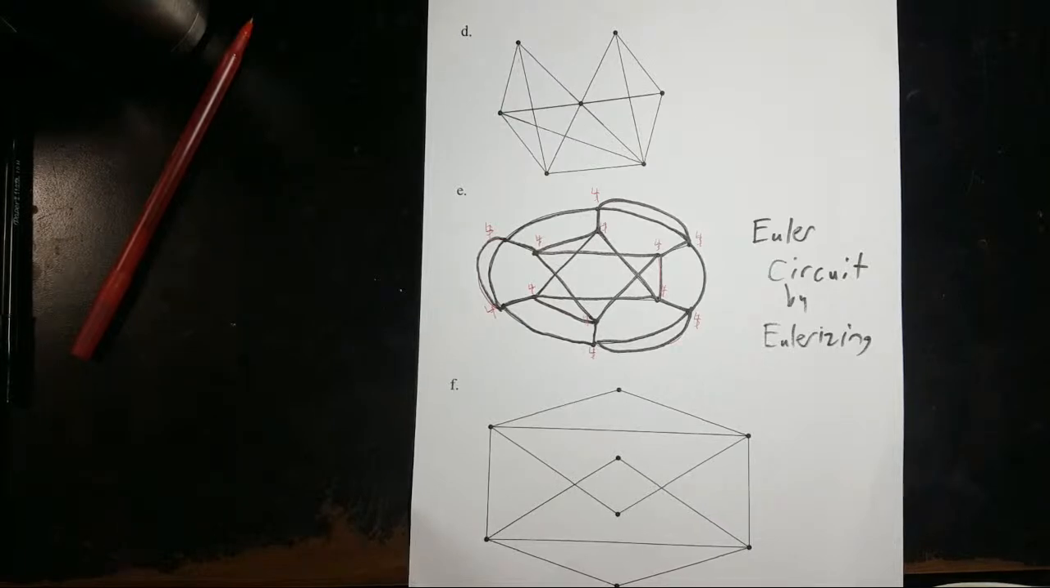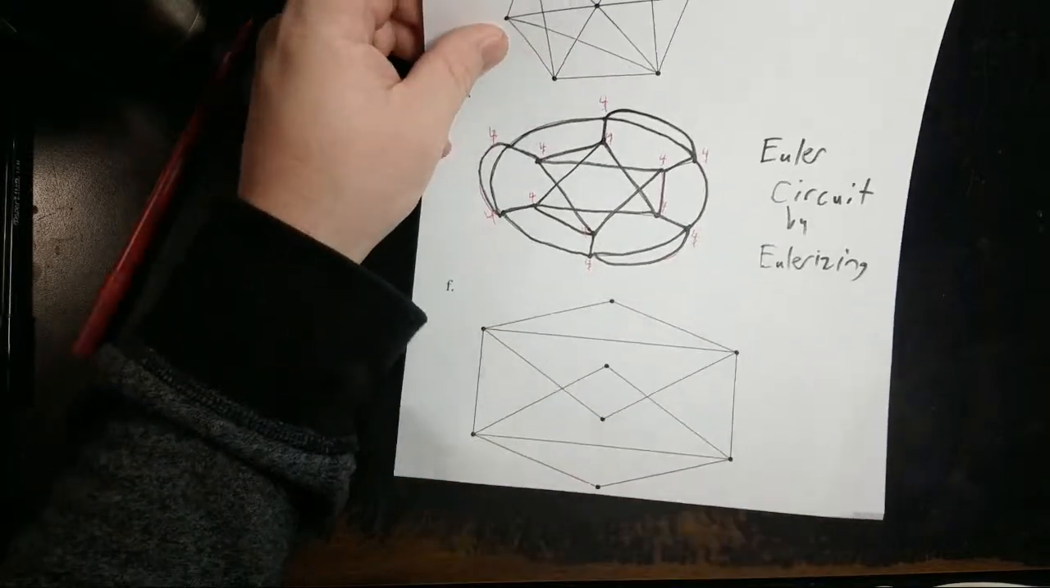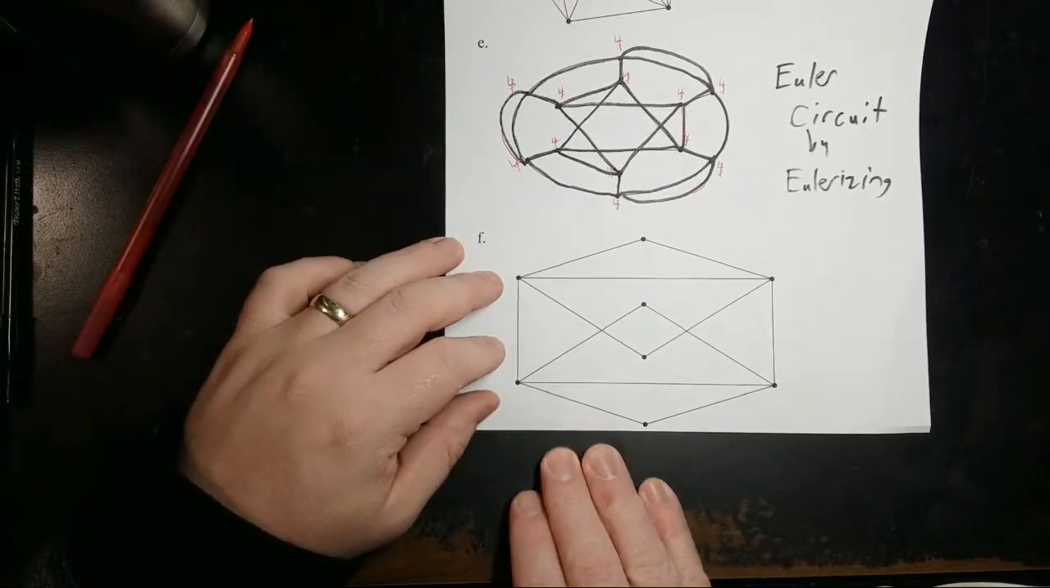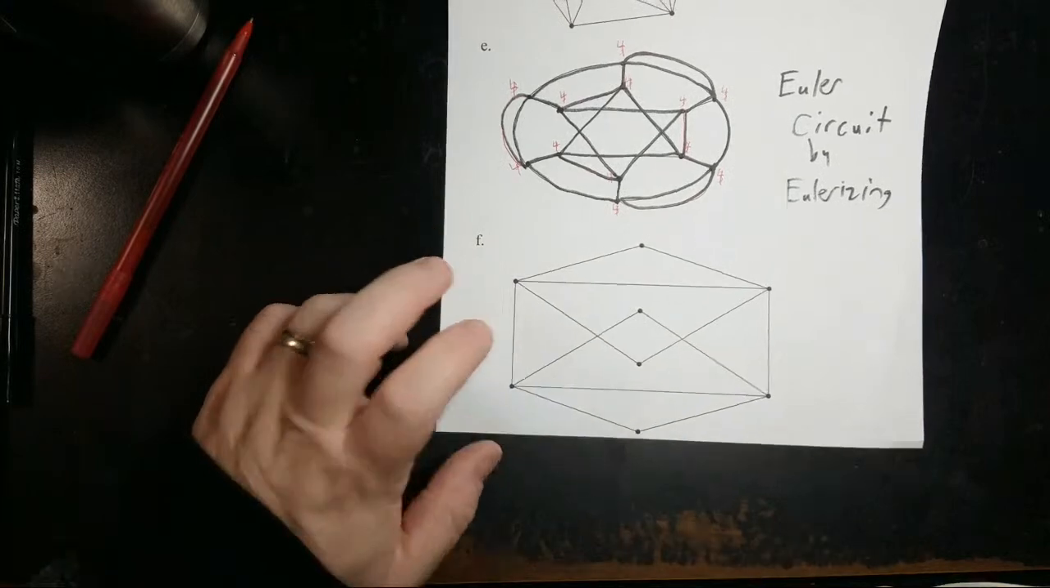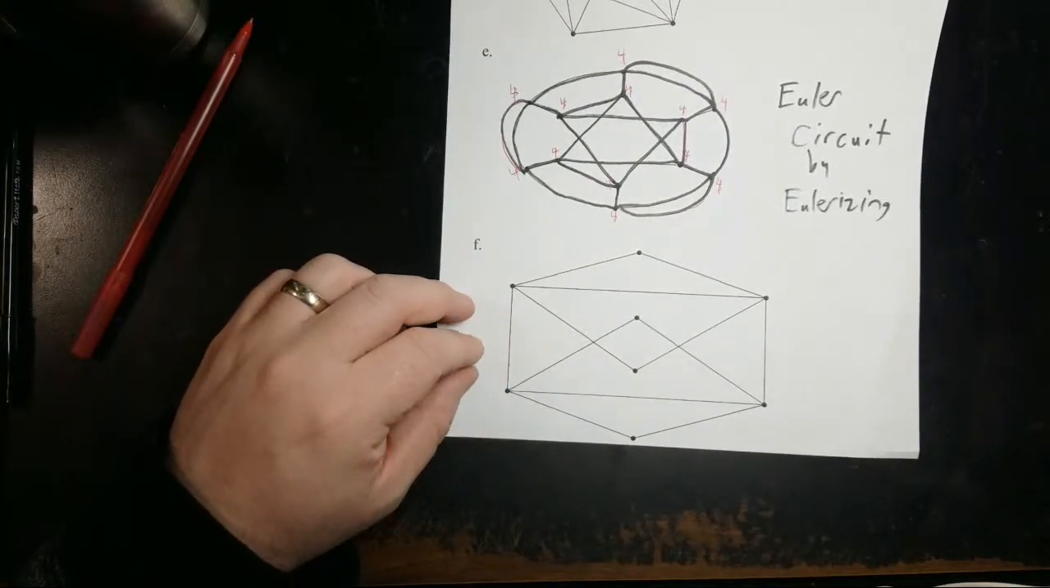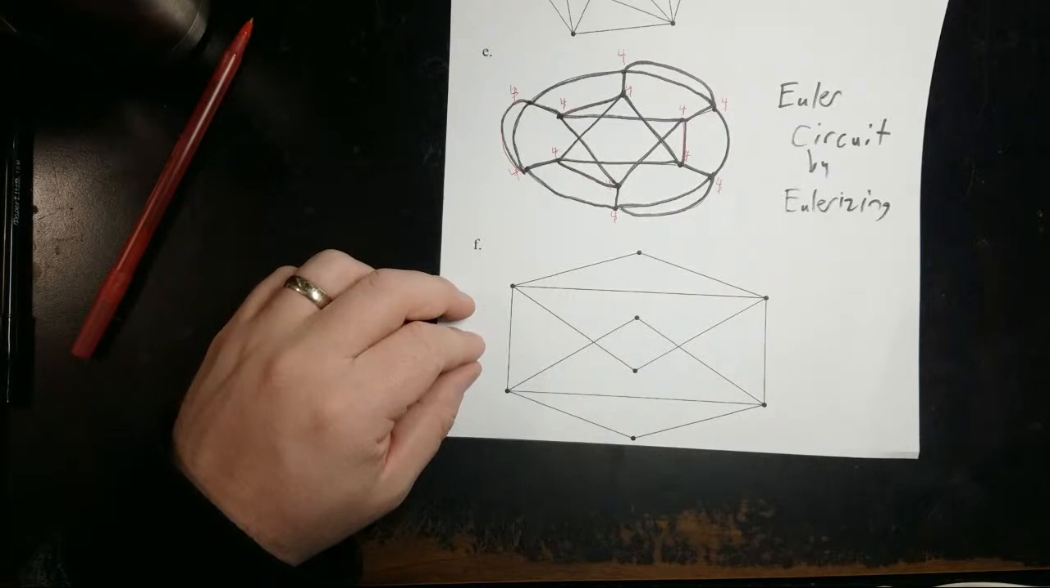Oh, goodness gracious. So now, this one right here, F, right at the bottom. I skipped D, I don't want to come back to the D. Let's look at F. One thing you should notice about all of the vertices: they're all even.